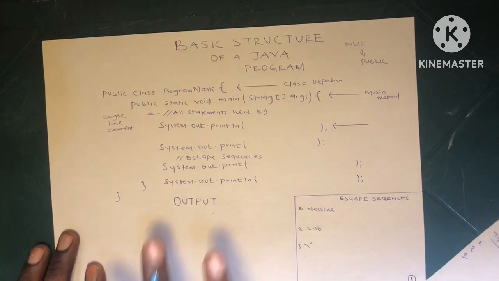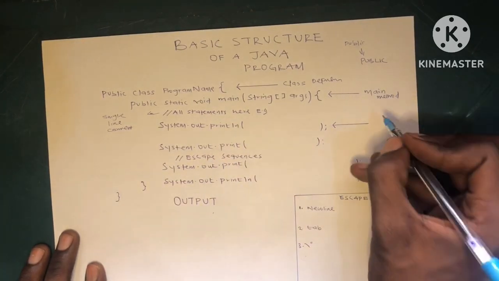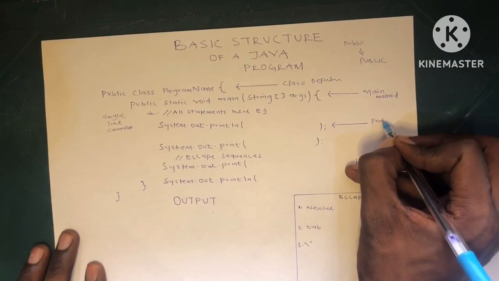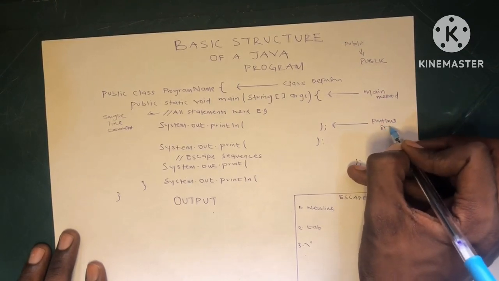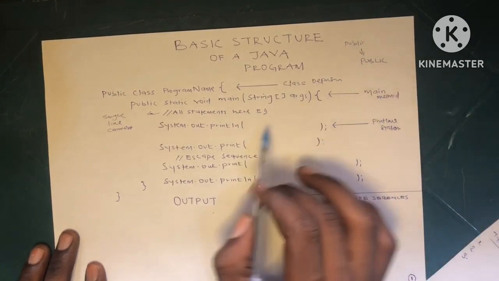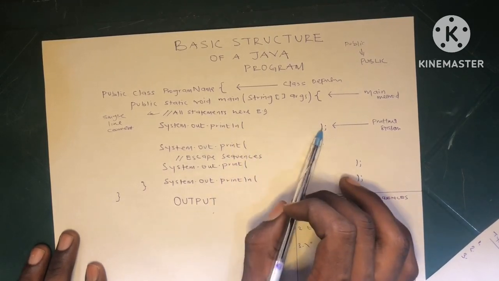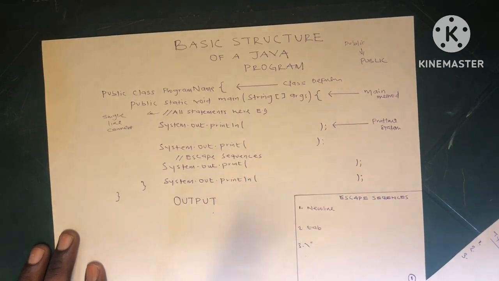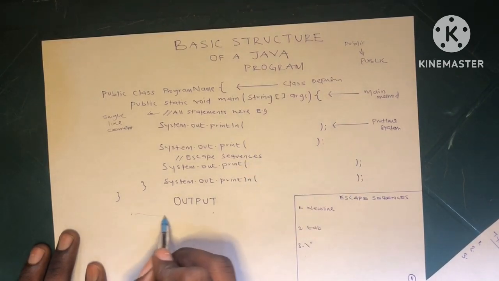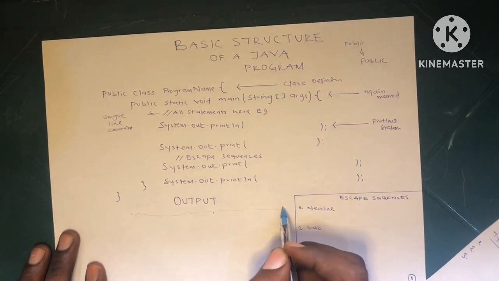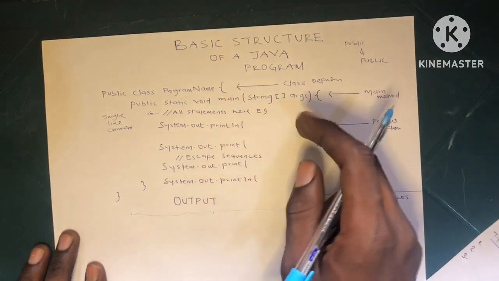So basically, this is a print line statement. Let me write it here. This is a print line statement. Whatever you put between these braces here, it will print it for you. For example, let's assume this area here is an output. That means whatever we execute here will be printed here.